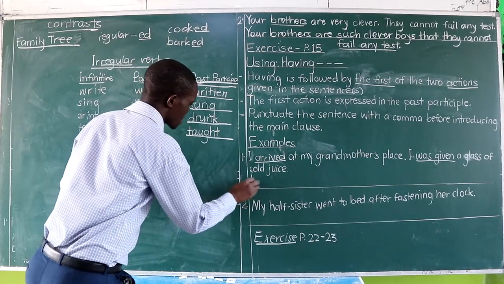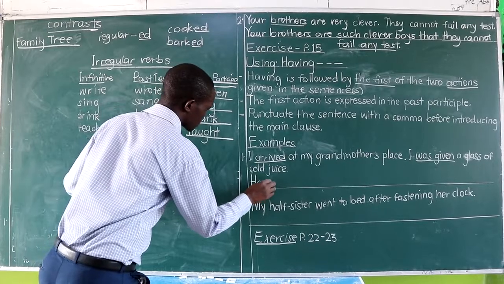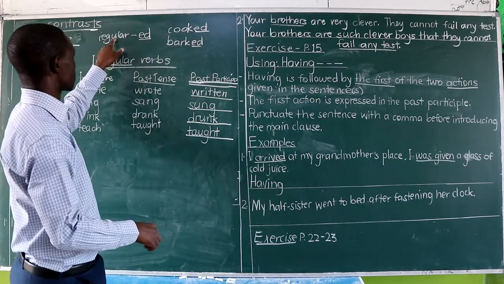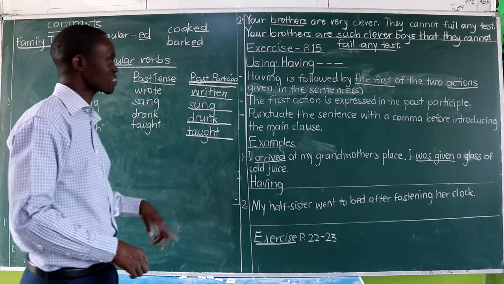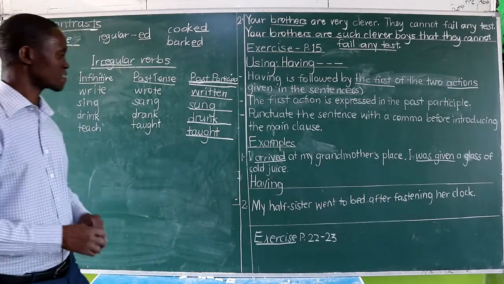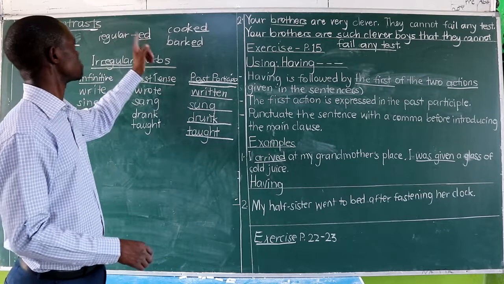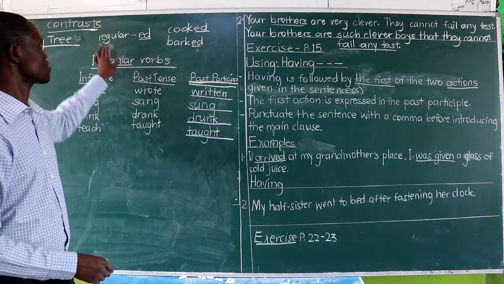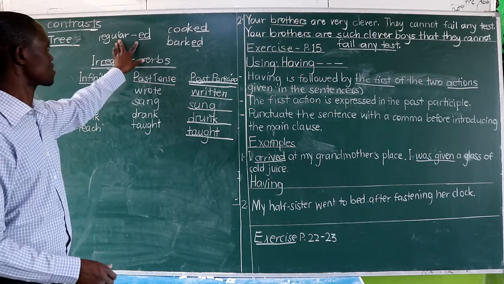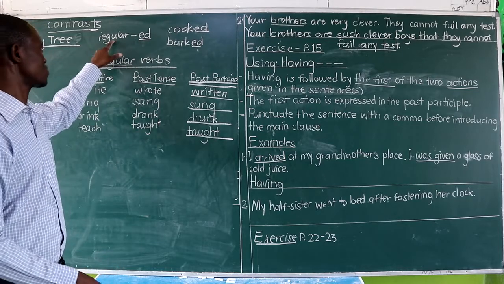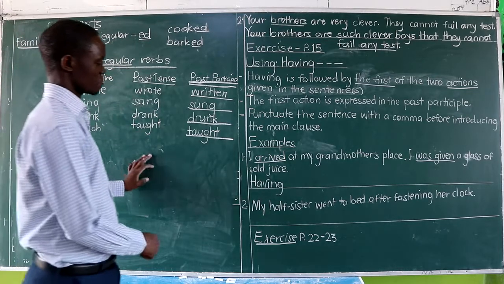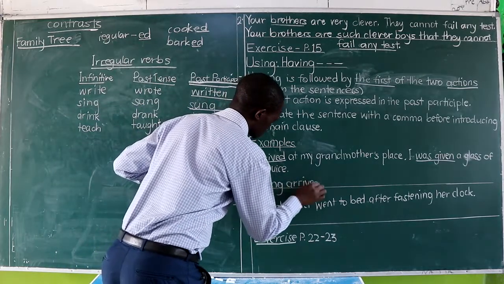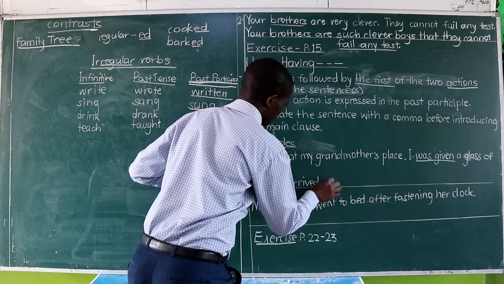So obviously someone first arrived, then that person was given a glass of water. So we say having. When you check the verbs that we're talking about, you will discover having arrived is in this category. Verbs whose past tense and past participle forms end in ed are called regular verbs. Those that are not in this category are called the opposite of regular, which is irregular verbs. So we say having arrived at my grandmother's place.